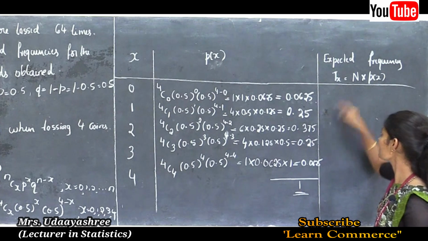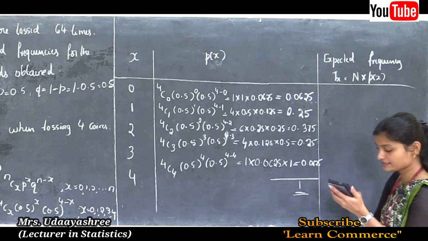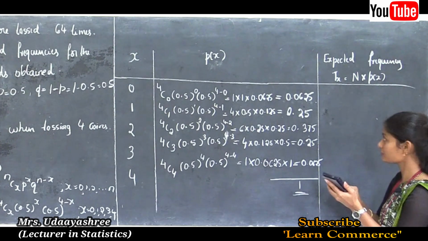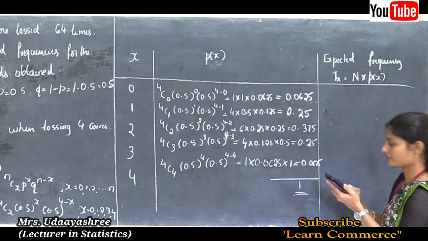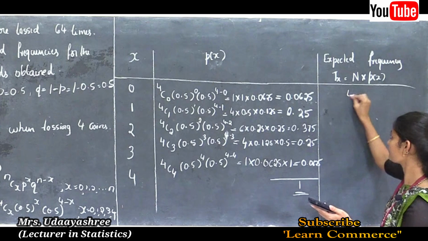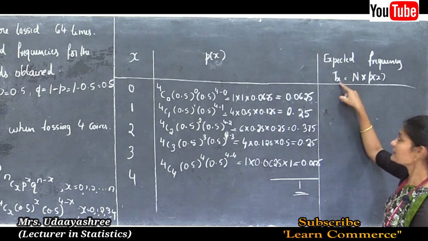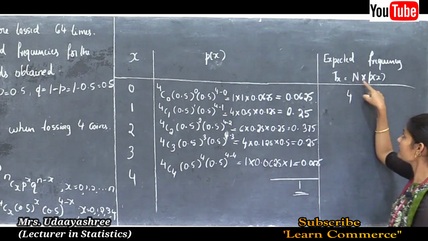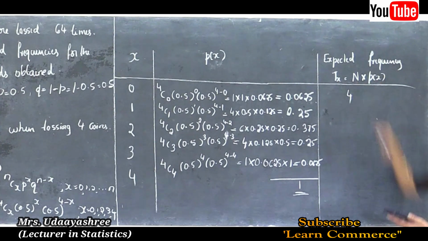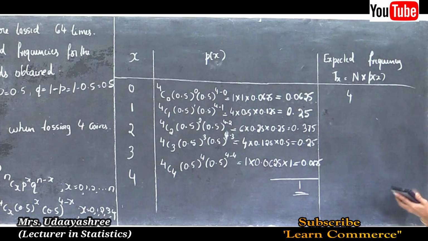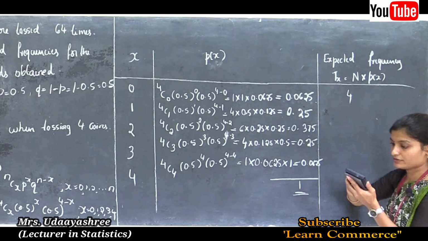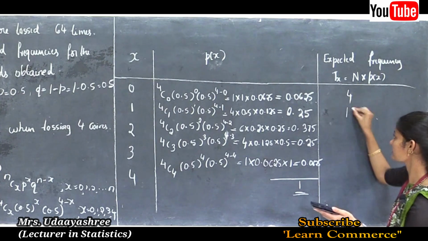Next, here we apply the formula. Here n is 64 into P of 0 is 0.0625, then the value is 4. Next, instead of x we have to write 1. So T1 is equal to n into P of 1. So here n is 64 into P of 1 is 0.25. So the value is 16.